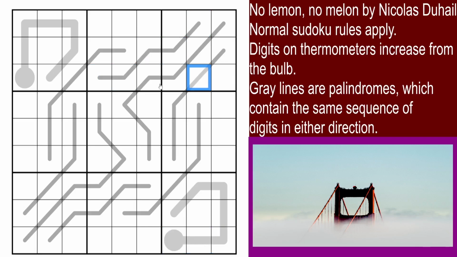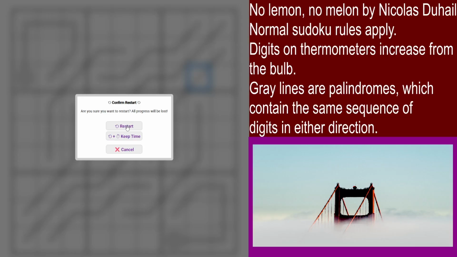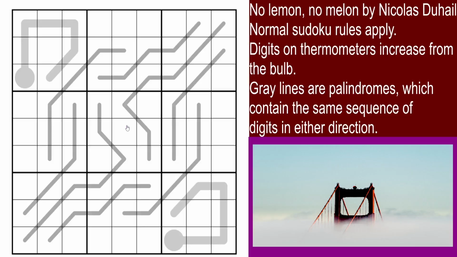So those are the simple rules, palindrome lines and thermometers. And with that, I'll start. If you are watching this video, that means I was able to complete it, and that means you can too, so please give it a try. I think it's around 94 or 95% rating, medium difficulty, 3-star rating.